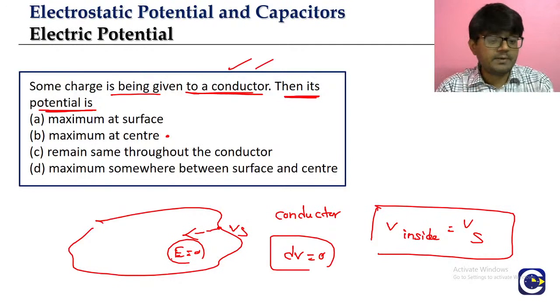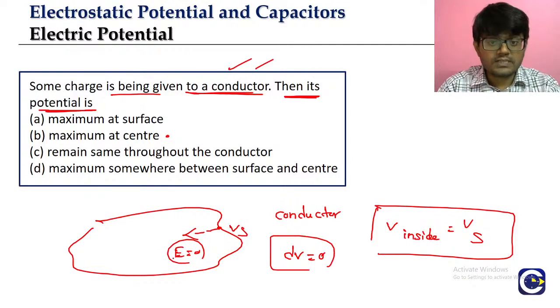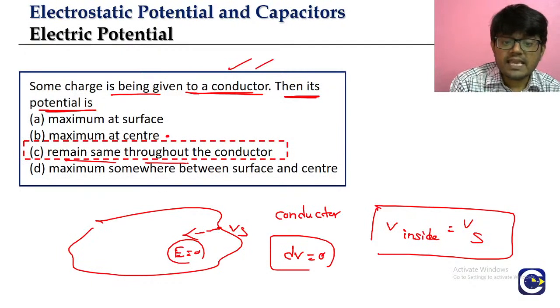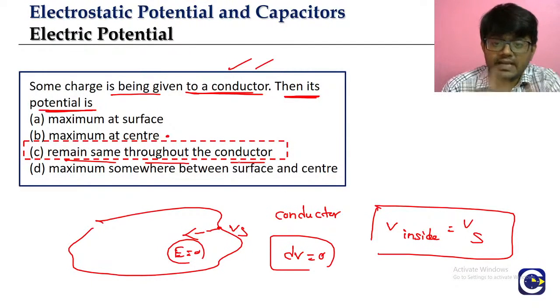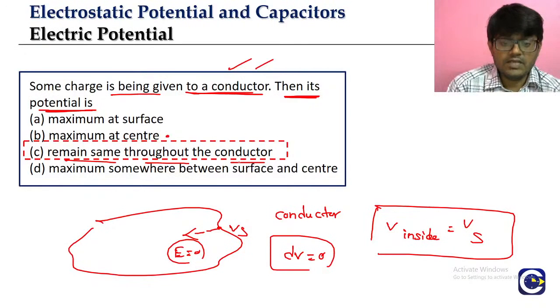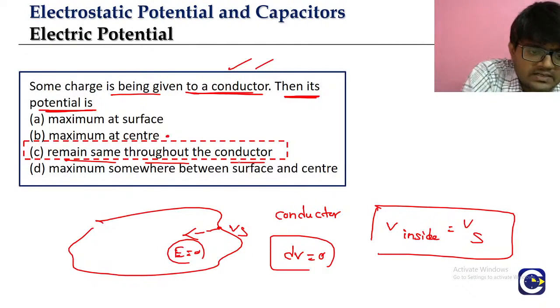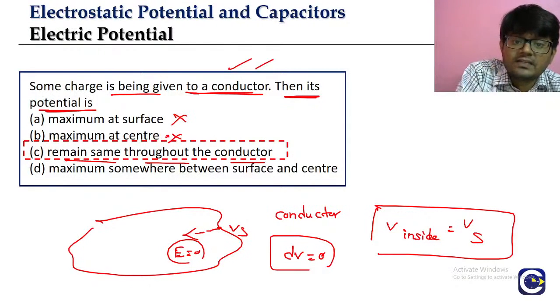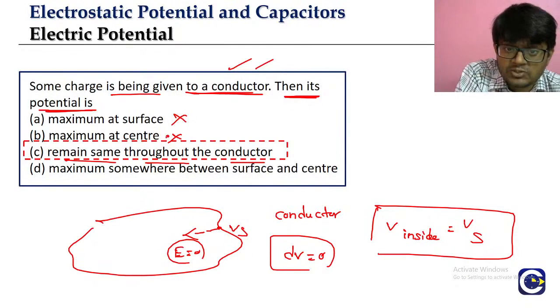So what is the correct statement? It is option C. Potential remains the same throughout the conductor. Everywhere inside the conductor the potential will be the same, and the value will be the same as the potential on the surface. So it cannot be maximum on the surface, and it cannot be maximum at the center. In fact, the potential at the center will be equal to the potential at the surface.